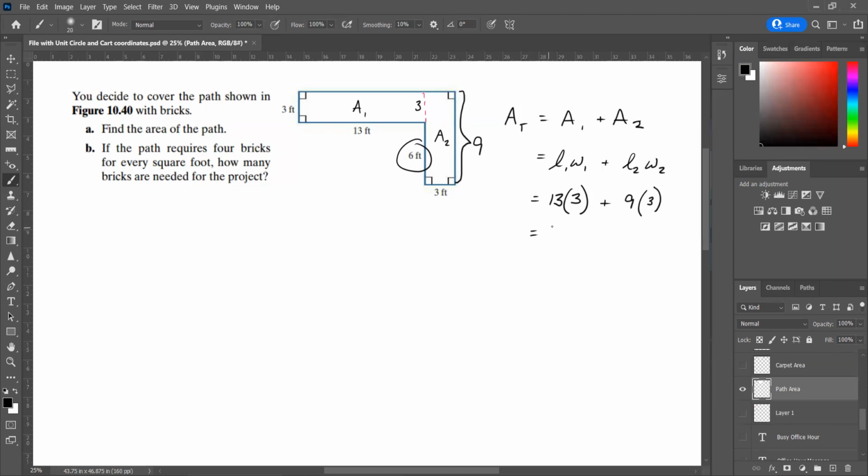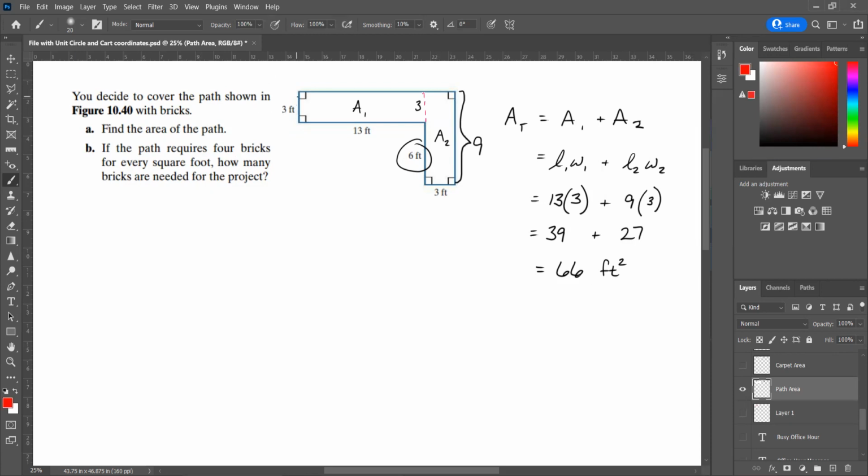Well, 13 times 3 is 39. 9 times 3 is 27. If I add those two together, I get 66 square feet. Remember when we were talking units, how we could calculate area units and we would have a length squared. So if you've got an area, make sure your unit is some length squared. We do have some other units like acres and so on that don't have a square, but oftentimes we will have a length squared. Now, like I said, we have a couple of options here.